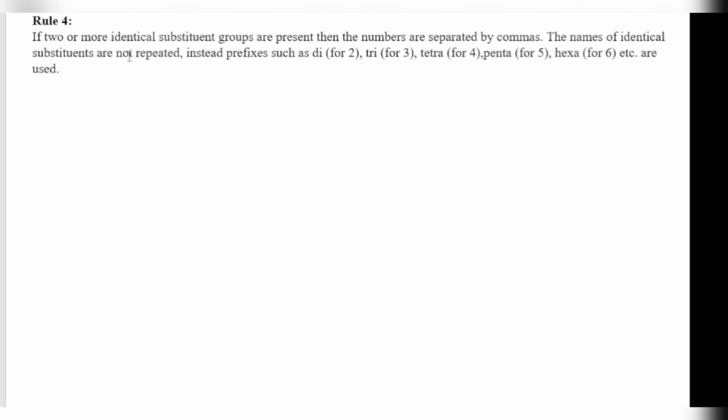If 2 or more identical substituent groups are present, then the numbers are separated by commas. The names of identical substituents are not repeated. Instead, prefixes such as di, tri, tetra, penta, hexa, etc., are used. Now, here I will take a simple example like this.